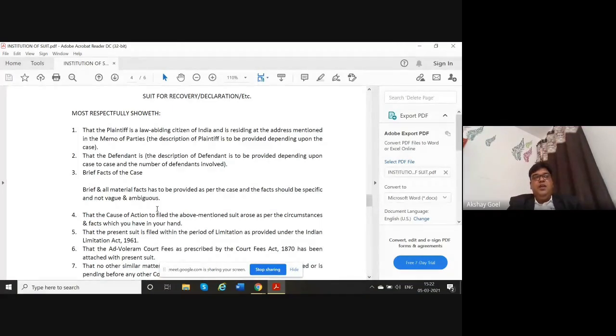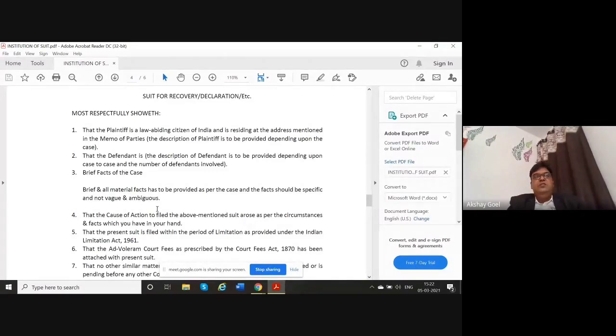It should not be vague and ambiguous, like: the defendant approached the plaintiff to buy a product, and the plaintiff agreed to it and gave money to him. You are not mentioning what product the defendant sold to the plaintiff, the amount which was given, or the nature of the transaction. So these kinds of facts become vague and ambiguous.